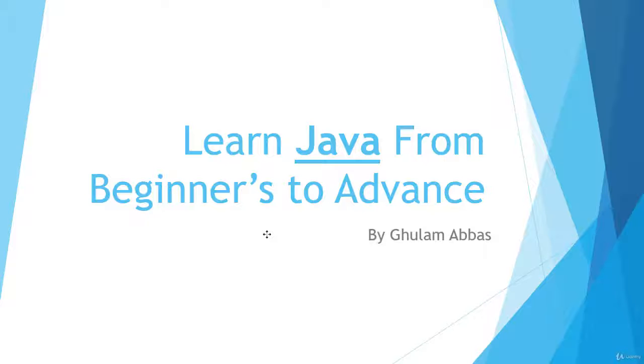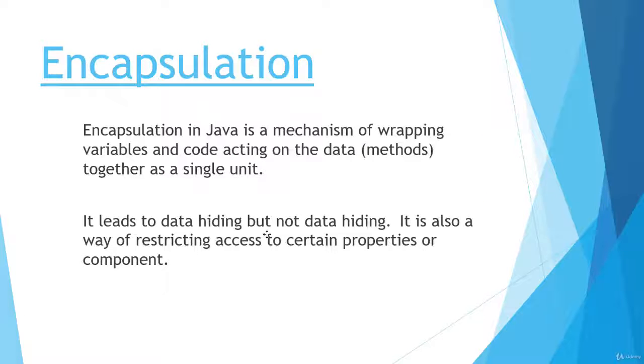Today in this video we are going to discuss encapsulation. Encapsulation is a pillar of OOP, and encapsulation in Java is a mechanism of wrapping variables and code acting on the data together as a single unit. Encapsulation means we create some instance variables and member functions, and when we wrap them up in a single unit, that thing is called encapsulation.